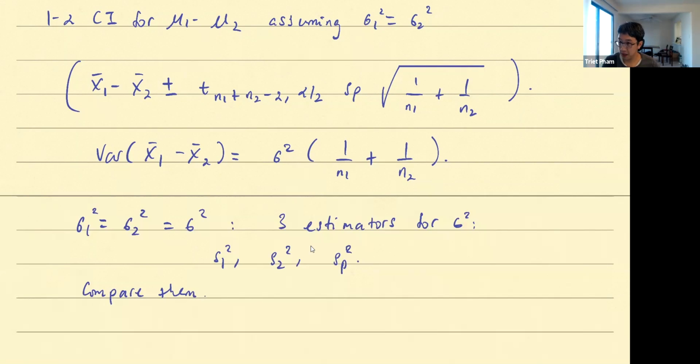Excellent, Aaron. That's exactly what I want to hear. That's exactly it, right? All unbiased. So from the unbiased point of view, they're all the same. All right. SP square is the most efficient. That actually explains why you want to do a pool.